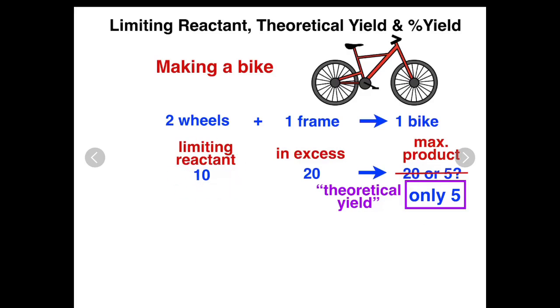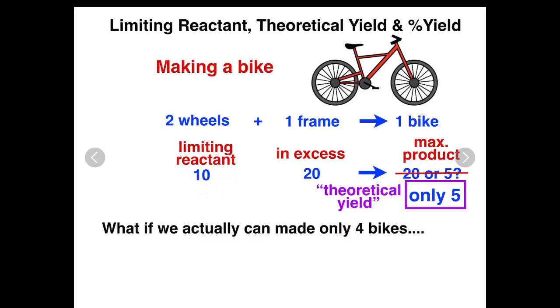Okay. In reality though, this process might not yield 5 bicycles. The reason for that might be that one of the wheels got defective or something, or the tire is flat or whatever. So let's say that we can actually make only 4. So these 4 bikes are going to be referred to as the actual yield. Okay, so in the experiment, the actual yield would be the amount obtained from the experiment. Okay, so experimentally, this is how much you can make.